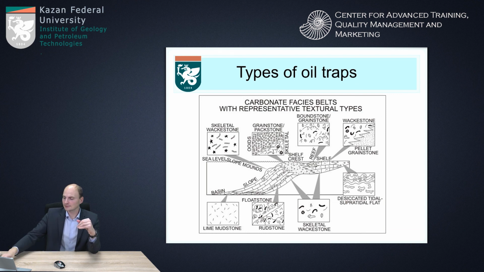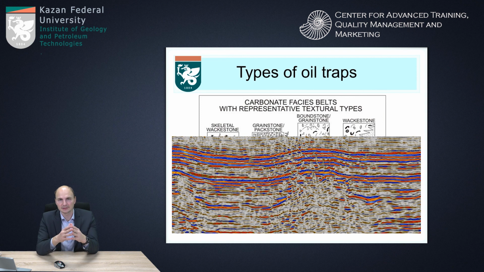For that reason, in the seismic record, we can see them as a chaotic record. For example, in that picture, we can see that here we do have good layering, and in this area we can see a chaotic structure of the seismic record, and this corresponds to the reef.